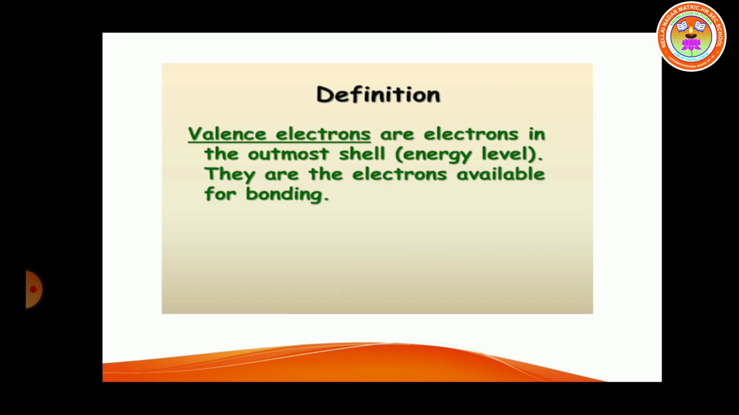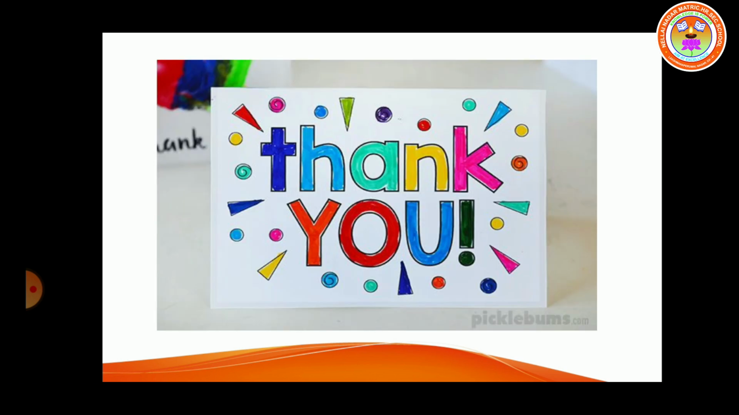So students, what are valence electrons? Valence electron means the number of electrons present in the outermost orbit or shell. Okay students, I hope you understood this class. In the next class, we will learn about the valency of an atom.